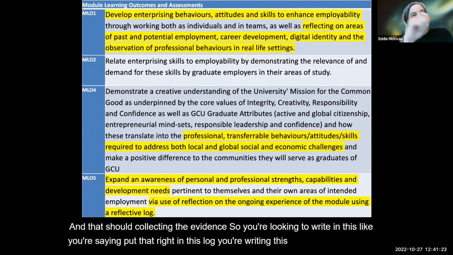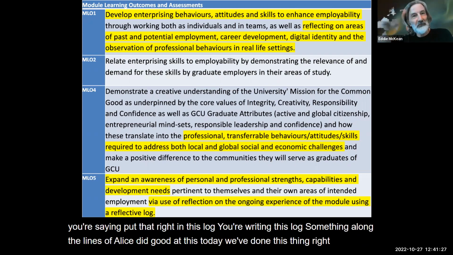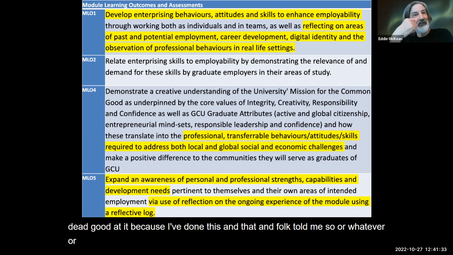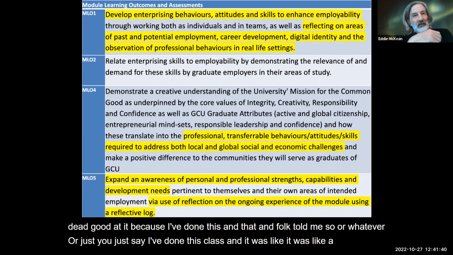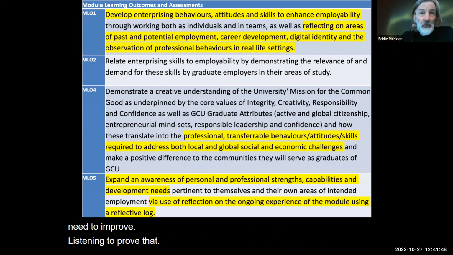You write something along the lines of, I was really good at this today. We'd done this thing, and I was good at it because I'd done this and that, and folk told me so or whatever. Or you just say, I did this class and it was like a fire in a skip. It didn't go well at all. But what I learned about myself is that I need to improve this and that. That's what the log's for.